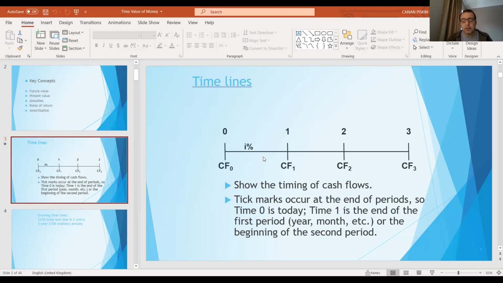In finance, interest rates are always quoted annually. So when it's quoted annually, if it is a monthly period, then you need to divide this annual yield by 12, right? So be careful about the per period interest rates.